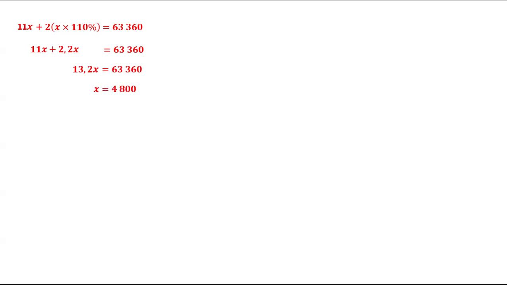But the rent for March, which is the next year, must be increased by 10%. So you will take that 4,800 multiplied by 110%. It'll give you 5,280.